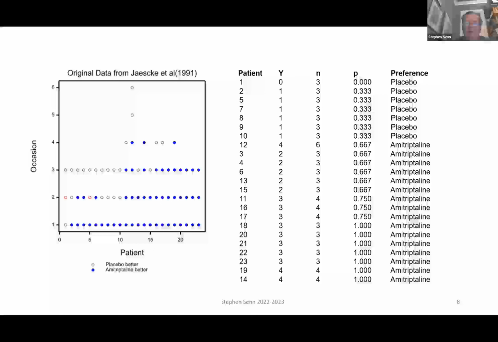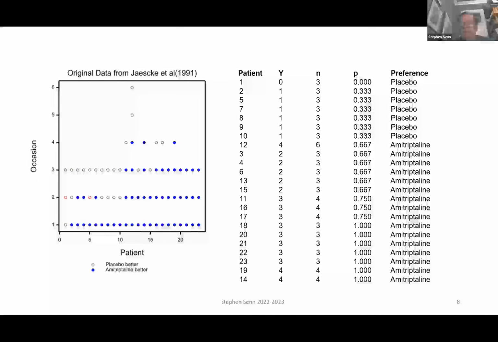So this is a summary of all the results, and what I've done here is sort the results for each patient to make it easier to see, so that the amitriptyline-better results are at the bottom and the placebo-better results are at the top. So occasion here has been sorted according to response. It's not actually in time, I don't think.